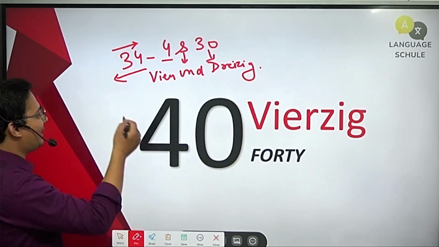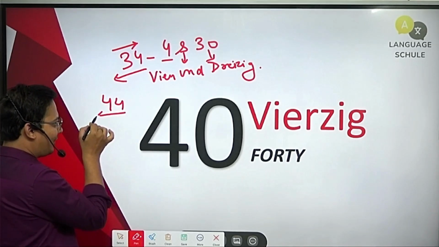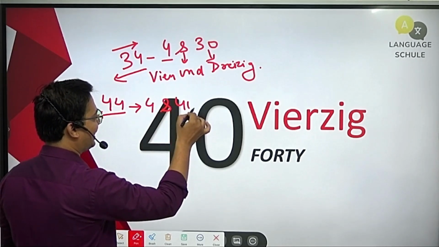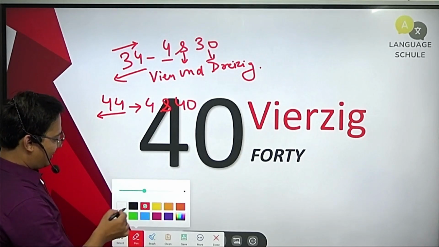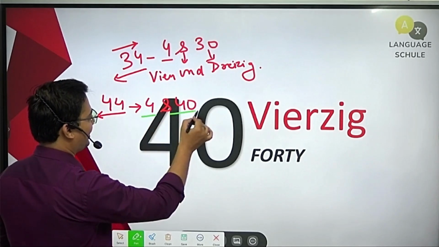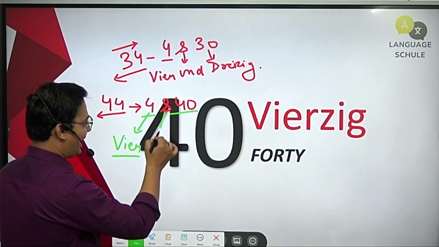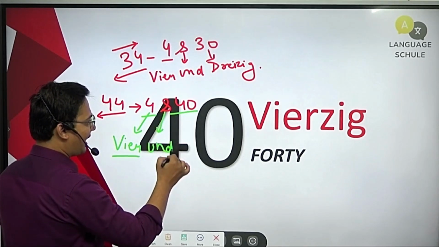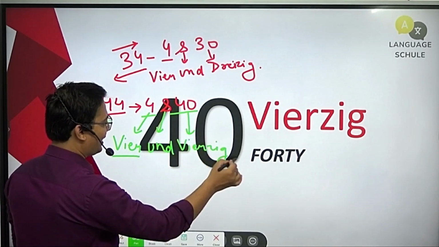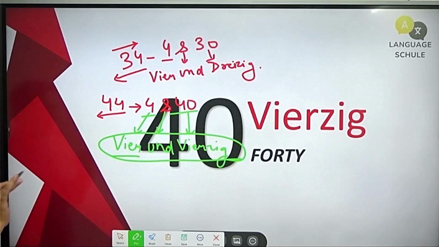Okay, if I say the number 44, then again, 4 and 40, so it will become 4 and 40. Let's take a different pen, the green one. 4 and 40. So 4 is vier and und, and 40 is vierzig. Vier und vierzig. Simple.